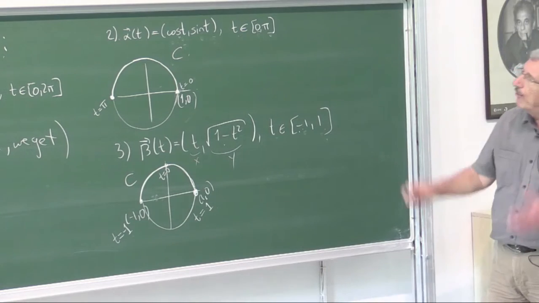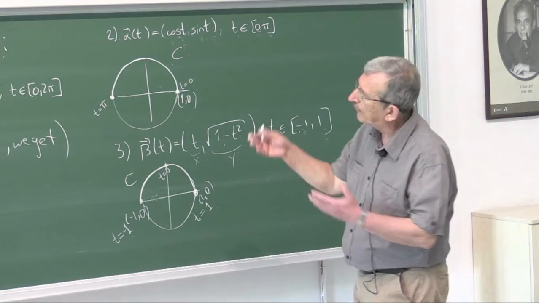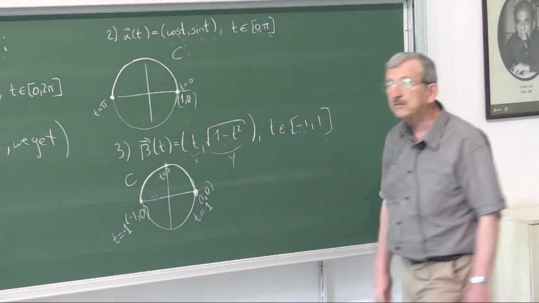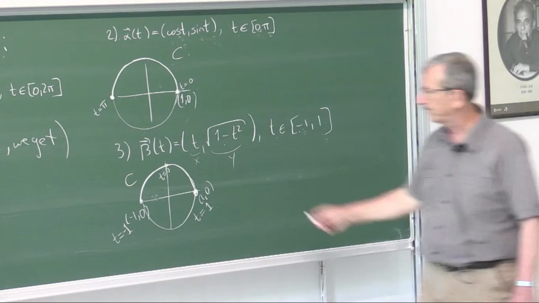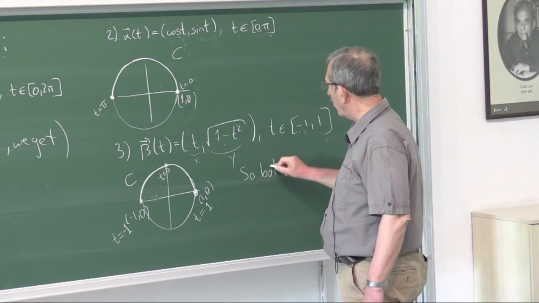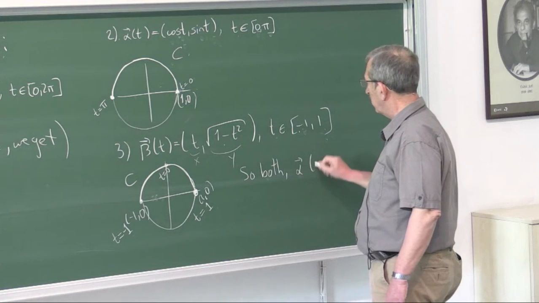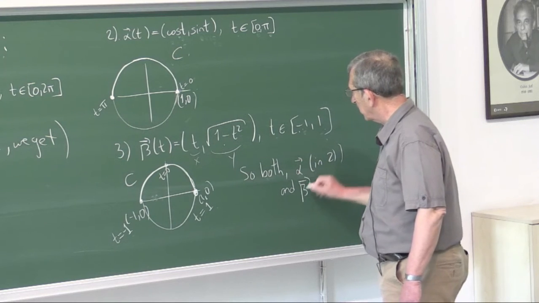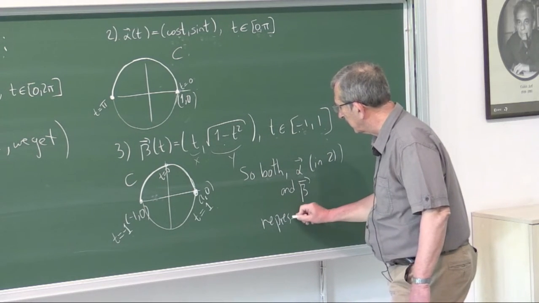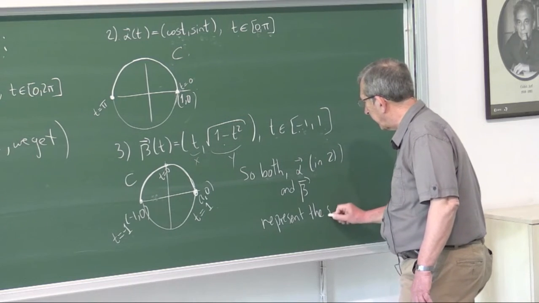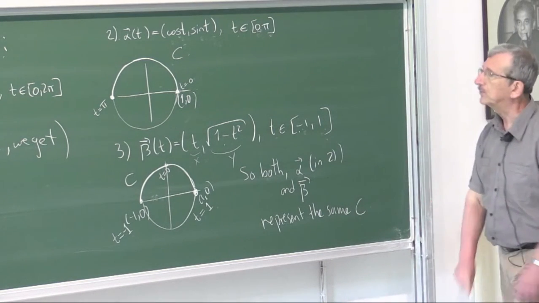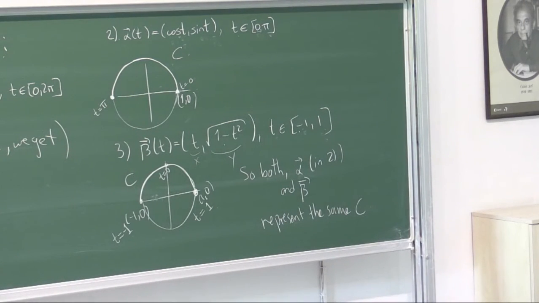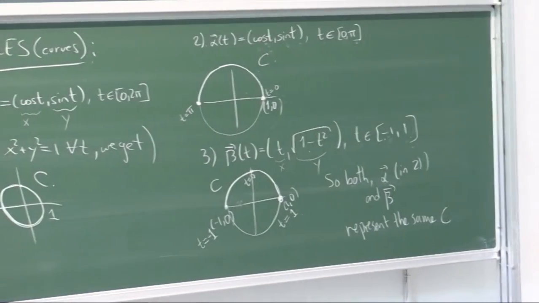So both this alpha and this beta represent the same curve C. So there can be many representations of the same curve.